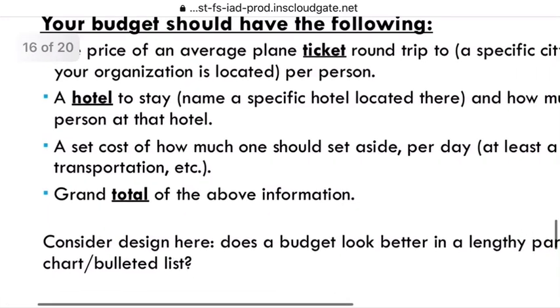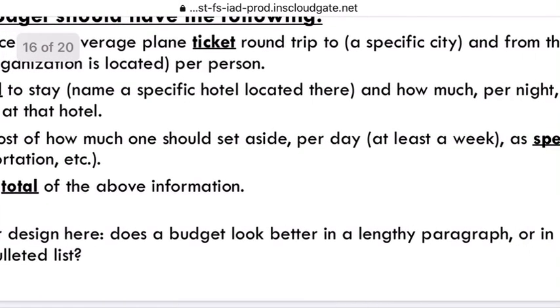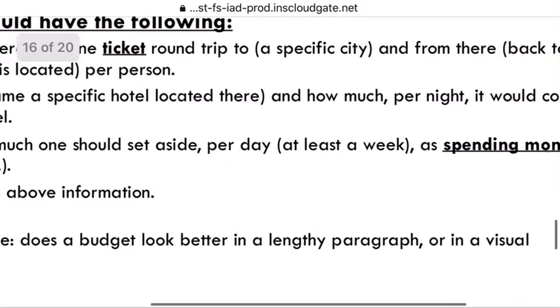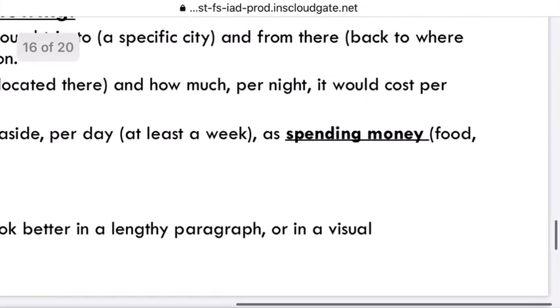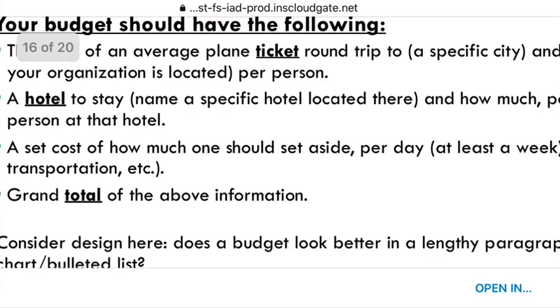And then if you want to tell your audience a set cost of how much they should set aside per day, what I mean by that is spending money. So at least a week of spending money that they should have. And what I mean by spending money, that's food, transportation, etc. So if they need to set aside $20 a day for food, $10 a day for food, 15, whatever you think, $10 for transportation a day, whatever you think is appropriate.